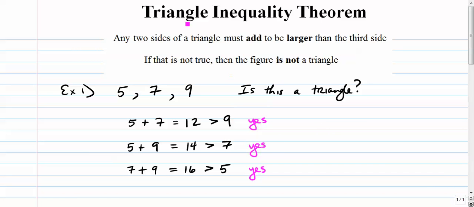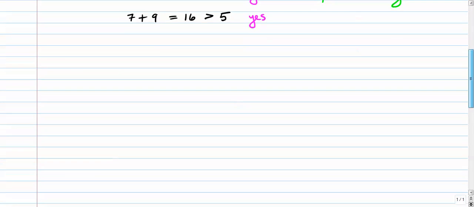So the answer is yes, these sides form a triangle. Now, it's not a right triangle, but it's going to be either acute or obtuse, which we'll talk about in a subsequent video. Example 2.